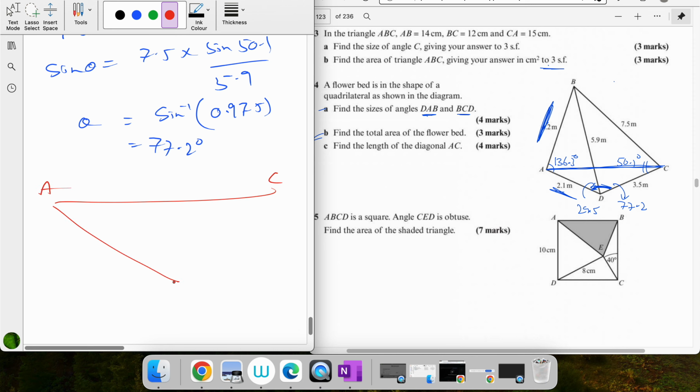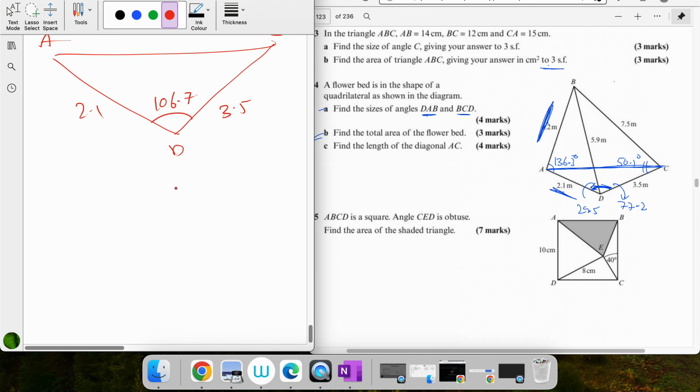AC is unknown. AD is 2.1. DC is 3.5, and this complete angle is sum of 77.2 and 29.5, which is 106.7. So AC using cos rule, AC square is equals to 2.1 square plus 3.5 square minus 2 into 2.1 into 3.5 into cos of 106.7.